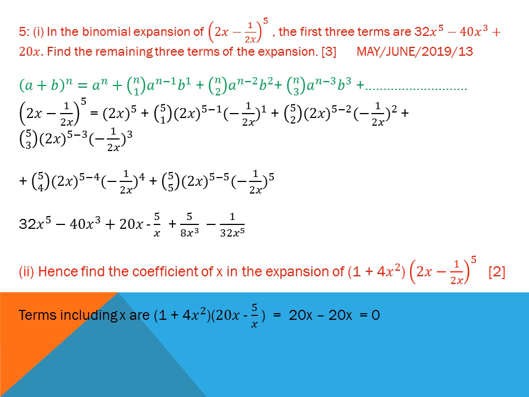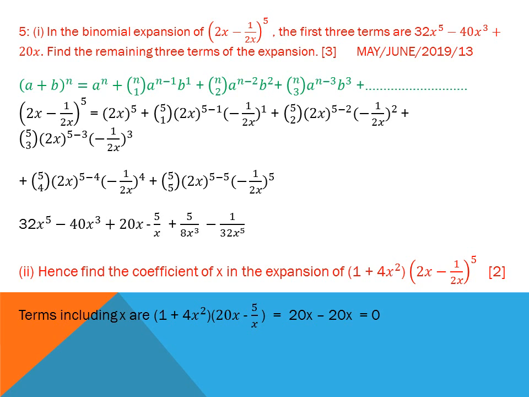For your easiness, I applied the formula to all 6 terms. 2x power 5, because 2x is a, and minus 1 by 2x is b. Then minus 1 by 2x power 1, then 5c2, then 5c3, and then 5c4, then 5c5. Till 5c5 I find 6 terms here. The first 3 terms are given: 32x power 5 minus 40x cube plus 20x. Then I will solve the next 3 terms. I find minus 5 over x plus 5 over 8x cube minus 1 over 32x power 5. You should only focus on the formula.